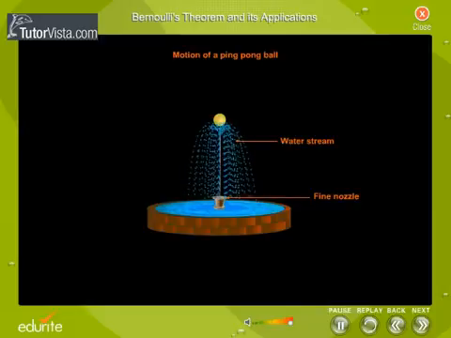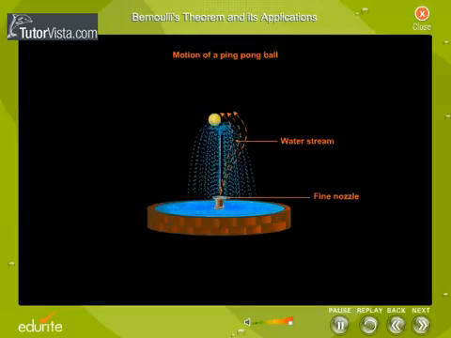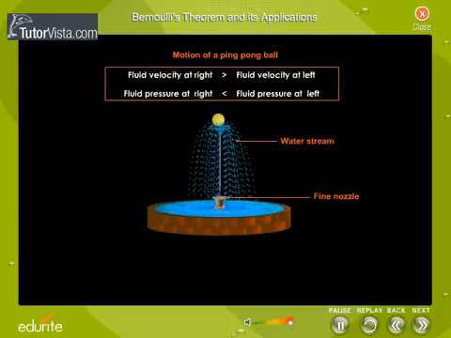We also observe that in case the ball moves to one side, it is automatically brought back to the original position. How does this happen? Suppose the ball moves towards the left. The ball continues to spin due to the liquid on the right side. The direction of spin of the ball is in such a way that the fluid velocity is more on its right side and less on the left side of the ball. According to Bernoulli's theorem, the pressure of the fluid on the right is less than that on the left. Due to this difference in pressure, the ball returns to its original position.